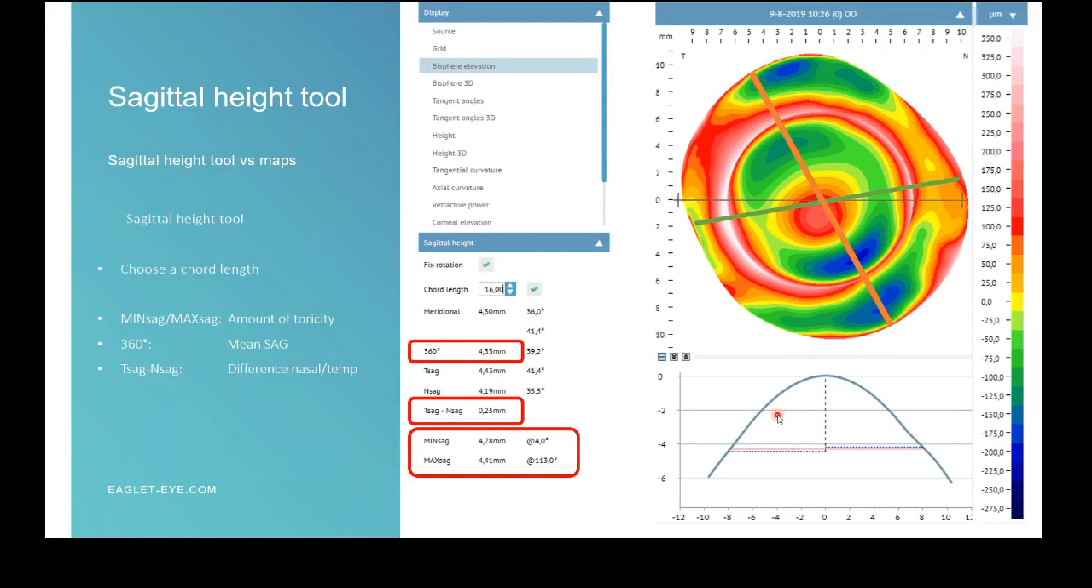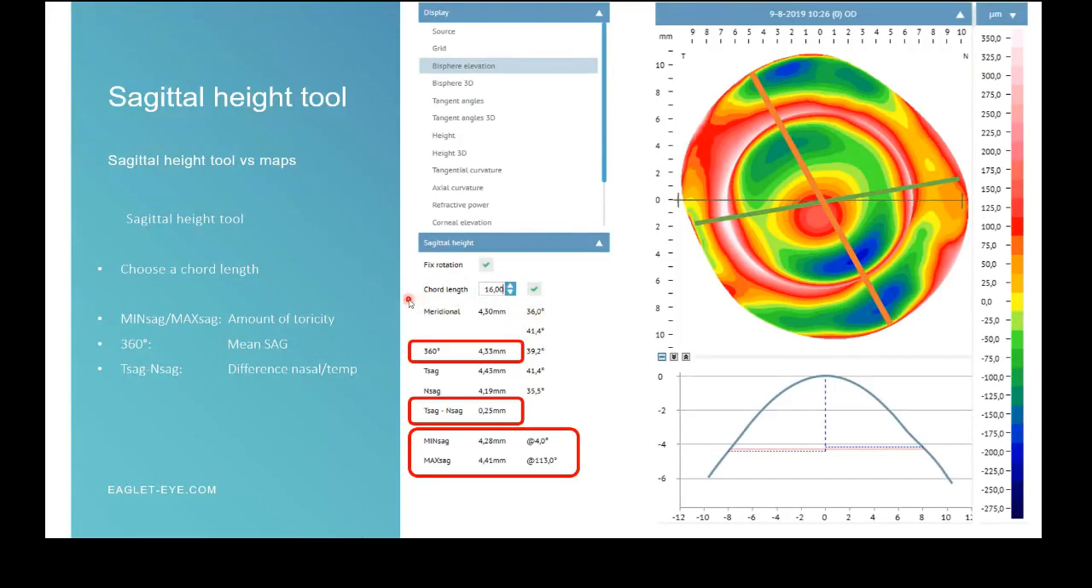I believe it is good to have an understanding of this sagittal height tool, because all the automated algorithms are related to or doing the same as the sagittal height tool can do. So let me explain how it works. Sagittal height always has a relation with a chord length. So talking about sagittal height without mentioning the chord length is not possible. In this example, I've taken a chord length of 16 millimeters.